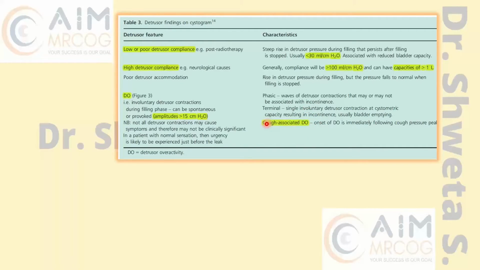So whenever detrusor is rising with cuff, it is not stress urinary incontinence. It is cuff associated detrusor overactivity. That's why, to make the diagnosis of stress, there shouldn't be any detrusor contraction. If all three are rising, it is detrusor overactivity.